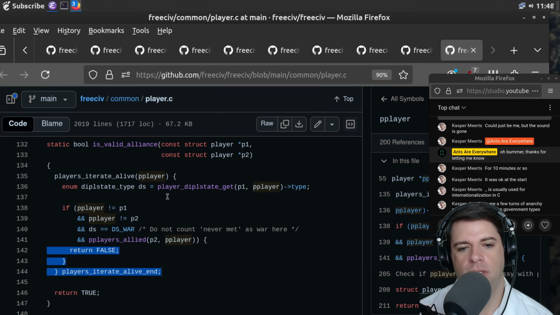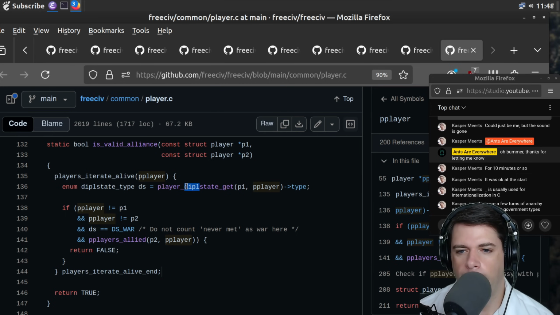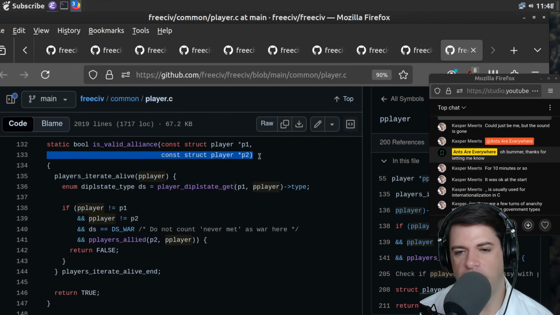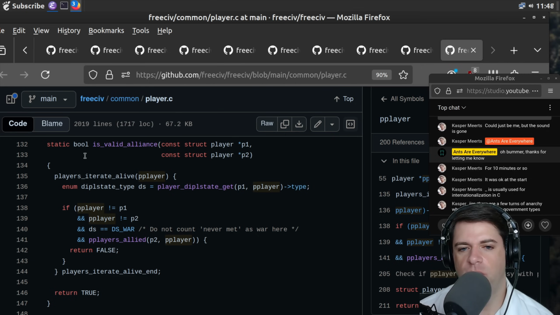I don't know what any of this means. Dipl state is probably diplomatic state. We're going to players iterate alive p player. Maybe this is iterating over the other players who are alive. And for the first player, like if Joe and Mary and Sam are playing, and we need to know if Joe and Mary can have an alliance, maybe Sam is one of the p players being iterated over. We'll look if Joe and Sam are at war or something.